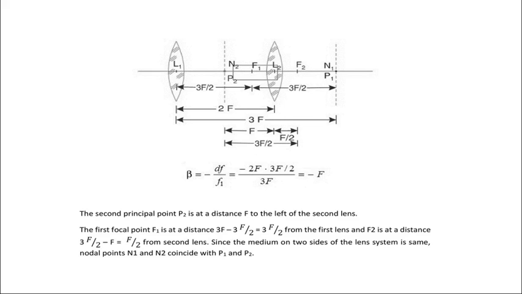The first focal point F1 is at a distance 3F minus 3F/2, which is equal to 3F/2, from the first lens, and F2 is at a distance 3F/2 minus F, which is equal to F/2, from the second lens. Since the medium on two sides of the lens system is the same, nodal points N1 and N2 coincide with P1 and P2.